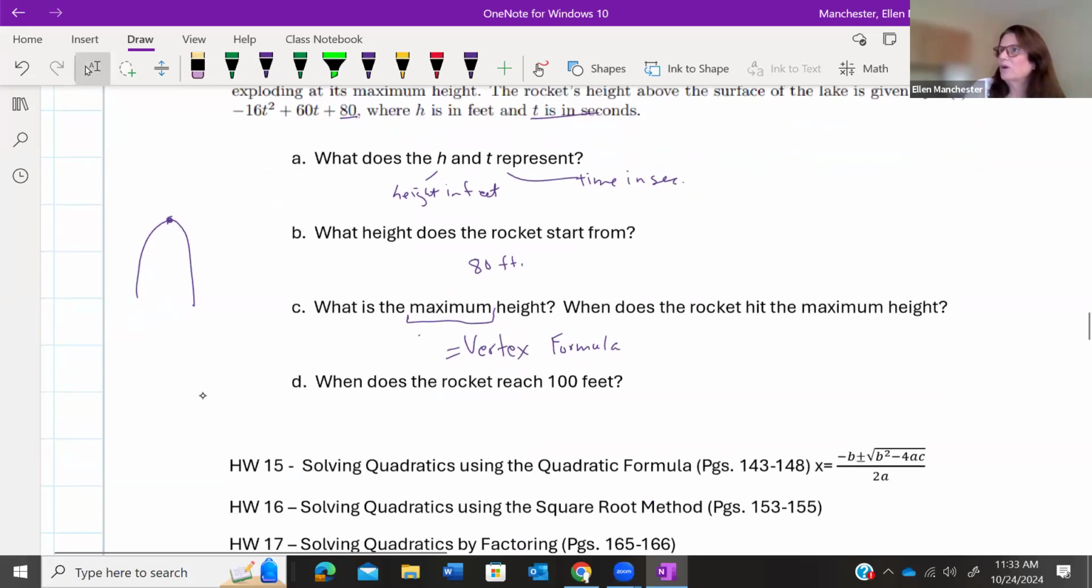And then when does the rocket reach 100 feet? That's where your Y or your H of T is 100. So you're going to set that up, and then you'll set it to 0 and then use the quadratic.